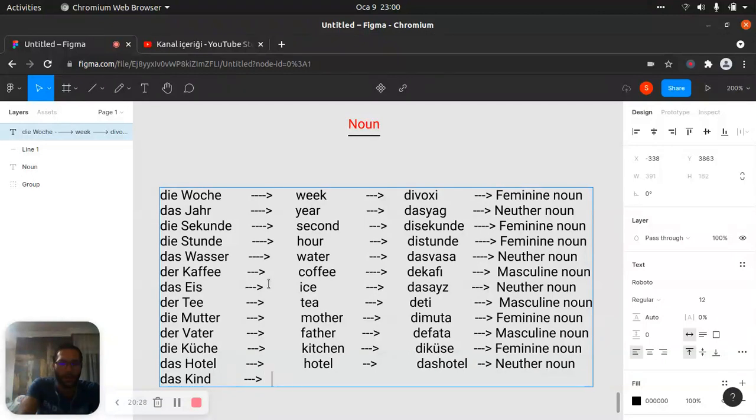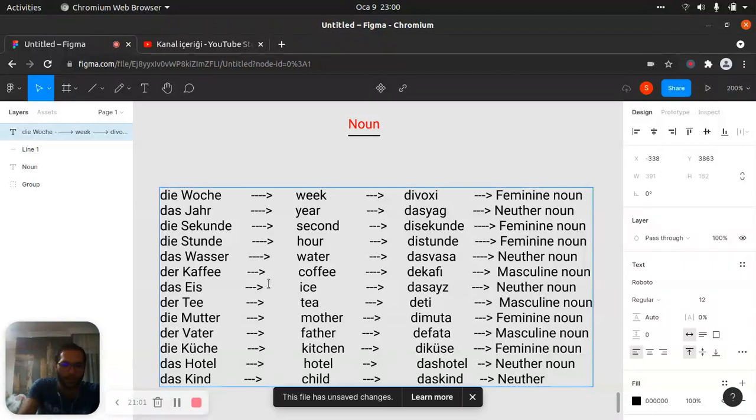The other one is das Kind. This is again like child. If you want to say the children, you can say the Kinder, right? The Kinder, I think. Kinder. I don't know what it is for now. Das Kind. And das Kind, let's say this one is a neuter noun.